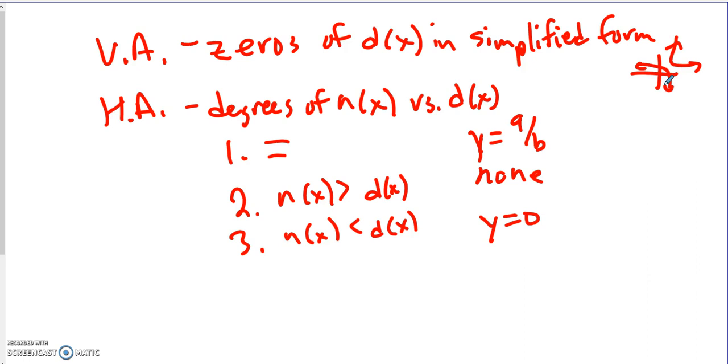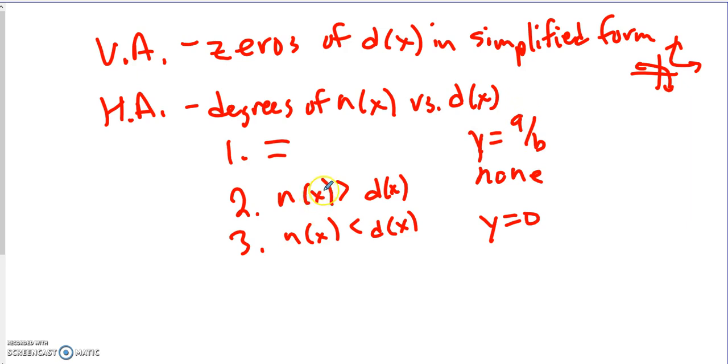Horizontal asymptotes will help us as we're talking about it approaching positive or negative infinity, and we typically look at the degrees of the numerator, this stands for the numerator, and the denominator of our equation. Okay, if the degrees are the same, the actual horizontal asymptote is y equals a over b, where a and b are the leading coefficients of the numerator and denominator.